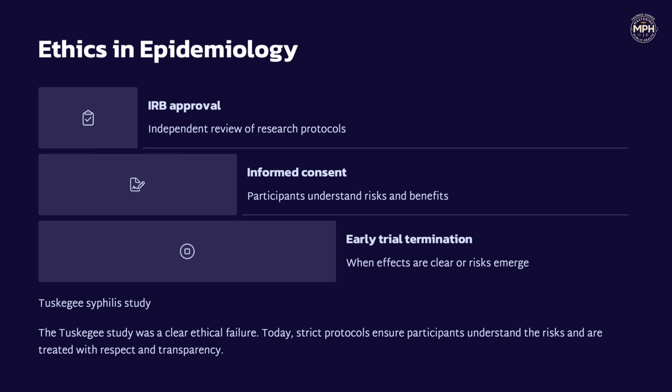Ethics in epidemiology. Not all studies are just about numbers, they're about people. A dark chapter in US history is the Tuskegee Syphilis Study, where hundreds of Black men were studied without their knowledge or consent. Even after penicillin became the standard treatment, they were denied therapy, causing avoidable harm. This unethical study didn't end until 1972. That scandal led to stronger rules for human research. Informed consent is now mandatory. All studies involving human subjects must be approved by an institutional review board to ensure safety, fairness, and transparency. Clinical trials must be halted early if harms or benefits become too clear to ignore.